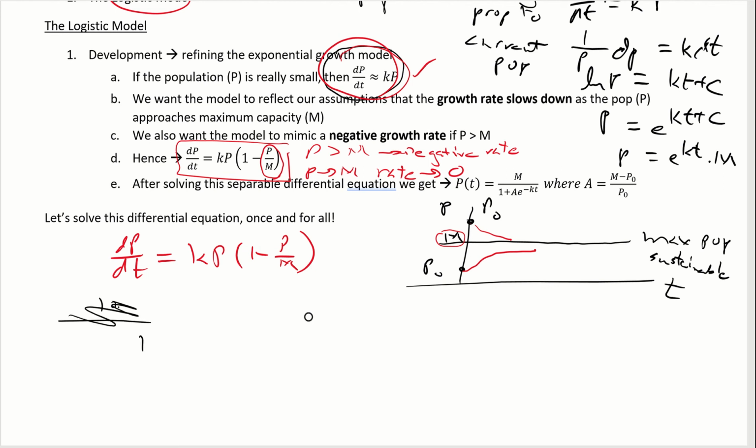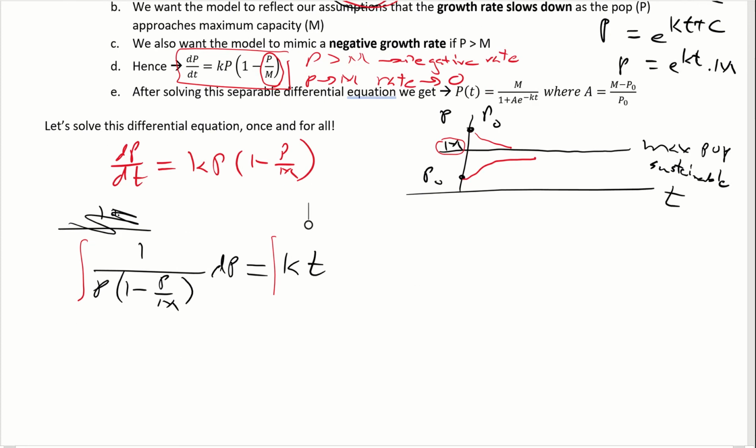He separates, and believe it or not, you can write it as 1 over P times (1 minus P over M) dP is equal to k dt. The point here is we're supposed to integrate that, and I'll do the right hand side, you do the left, as I like to joke around.